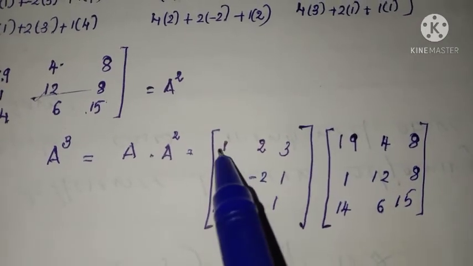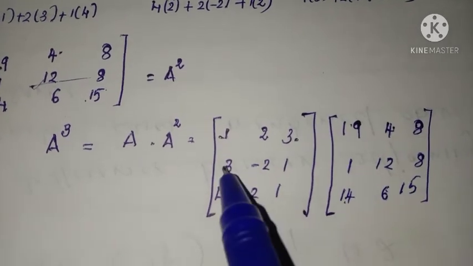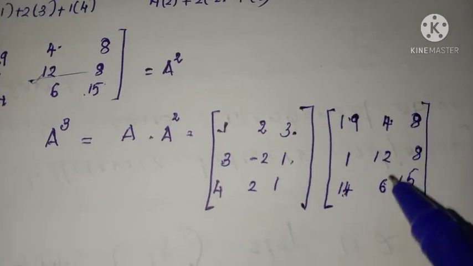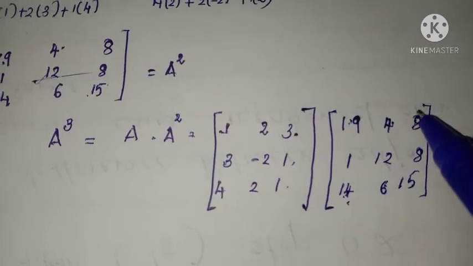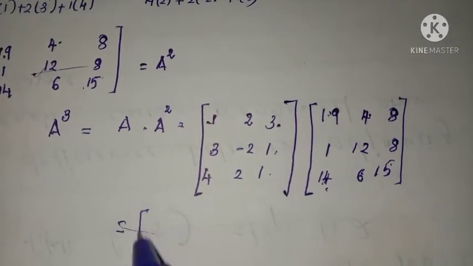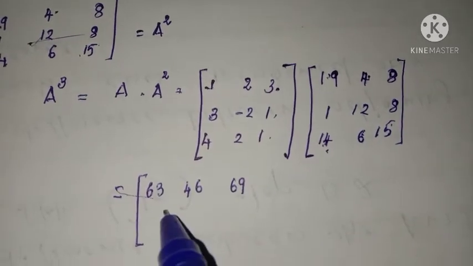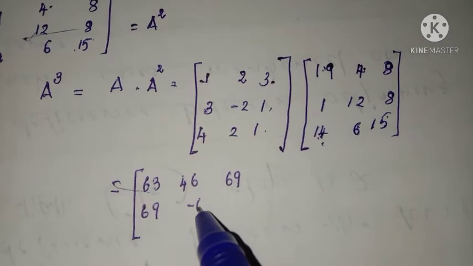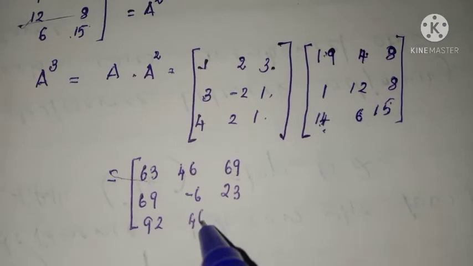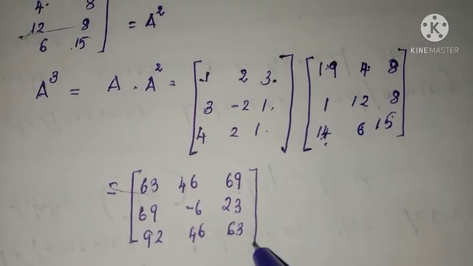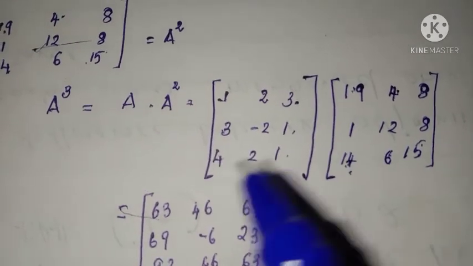What is the procedure? First row with the first column, second column, third column. Second row with the first, second, third column. Third row with the first, second, third column. We get the matrix as [63, 46, 69; 69, -6, 23; 92, 46, 63]. In this manner we can find A raised to 4, A raised to 5, etc.